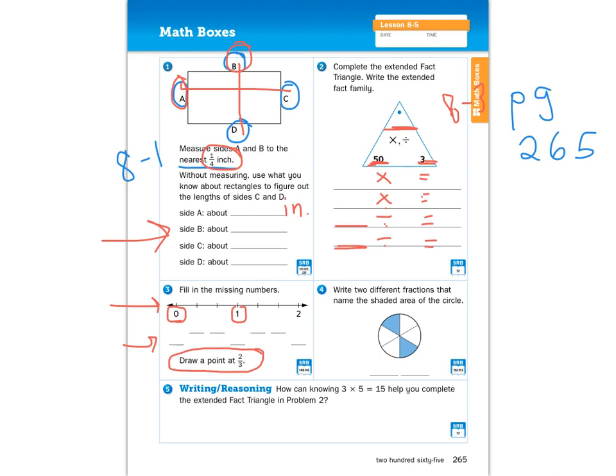Number 4, write 2 different fractions that name the shaded area of the circle. So I want you to think of equivalent fractions to name the shaded area of the circle. And then number 5, how can knowing 3 times 5 equals 15 help you complete the extended fact triangle in problem 2? So be thinking about that extended facts that we talked about.